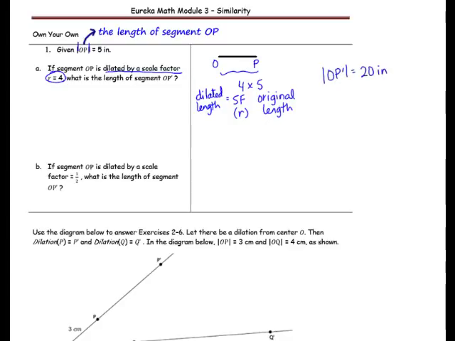If segment OP is dilated by a scale factor of 1/2, what is the length of the segment OP prime? The scale factor is 1/2, and the original segment is 5, then the dilated length will be half of 5, which is 2.5. So OP prime in this case will be 2.5 inches.